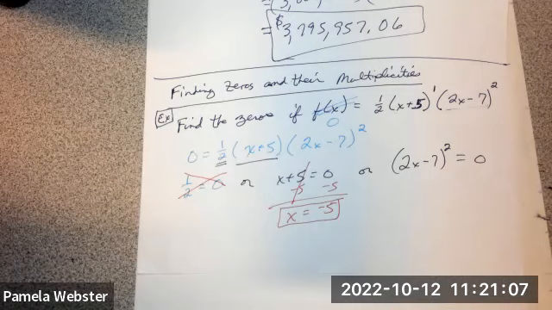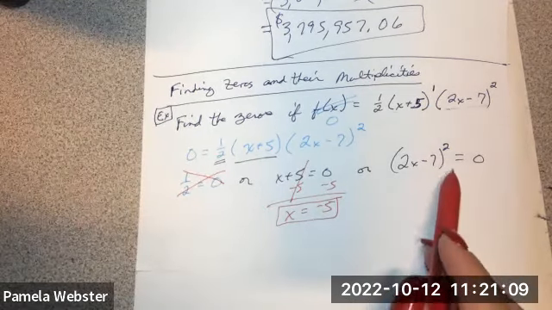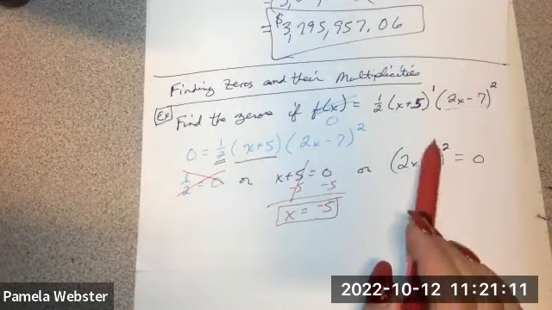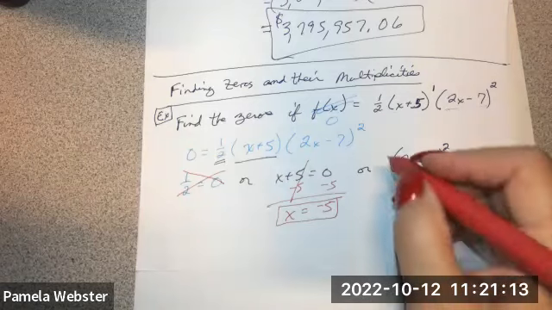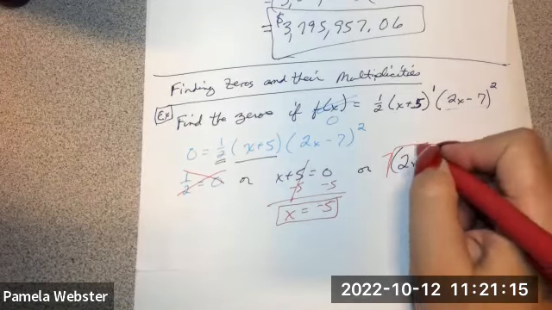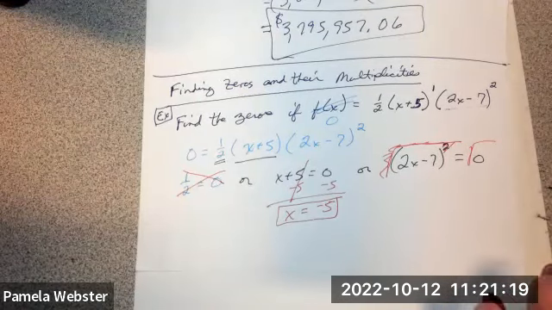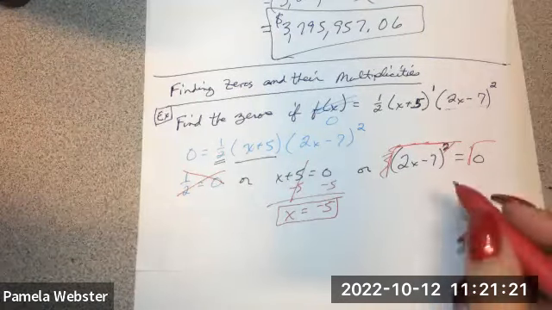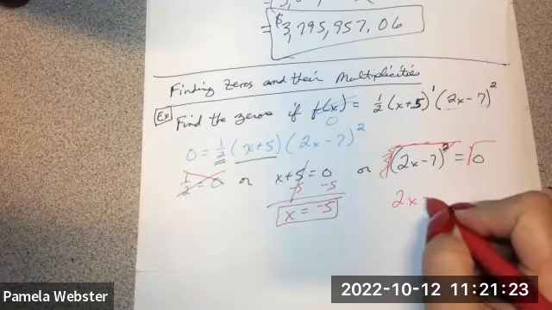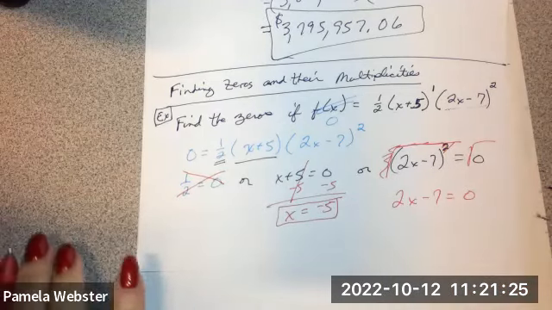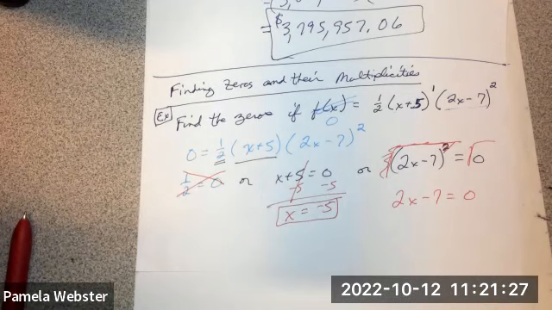Okay. This one, be careful with it because remember, to get rid of a square, I need a square root to get that gone. But when I take the square root of 0, it doesn't matter. That's all good. It's just a 0. So what I've got here is 2x minus 7 equals 0. If it was some other number than 0, we would have a plus or minus there.